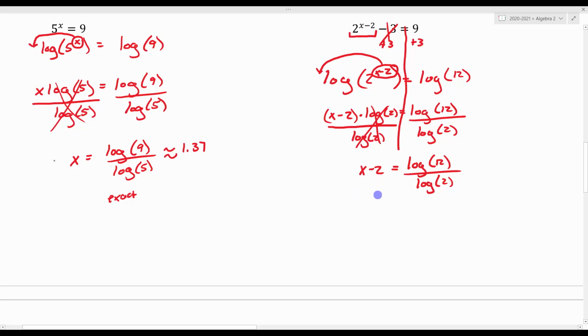But now there's only one thing that I need to move to get x by itself, and that is the minus 2, so I'm going to add 2 to both sides. The 2's will cancel. x equals log of 12 over log 2 plus 2. I just put that plus 2 on the end. And this would be my exact answer.